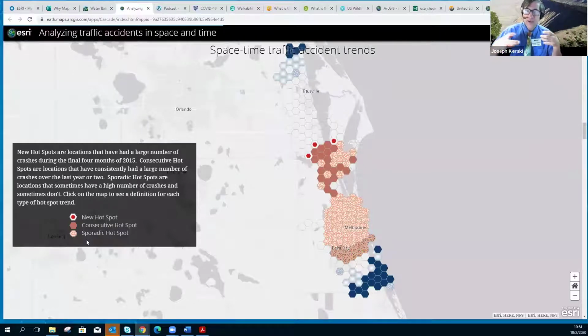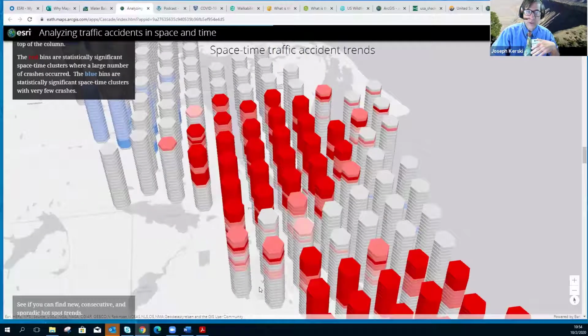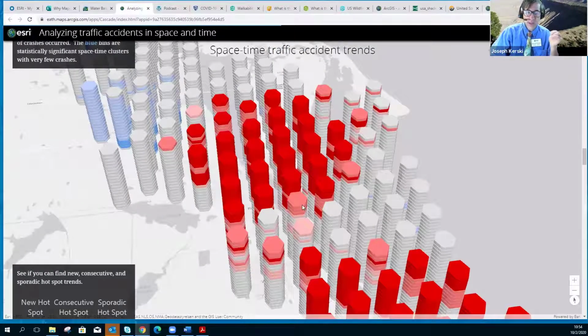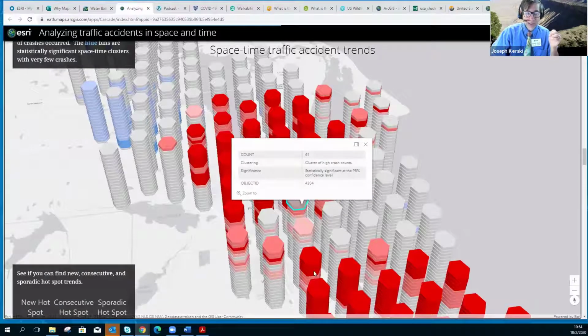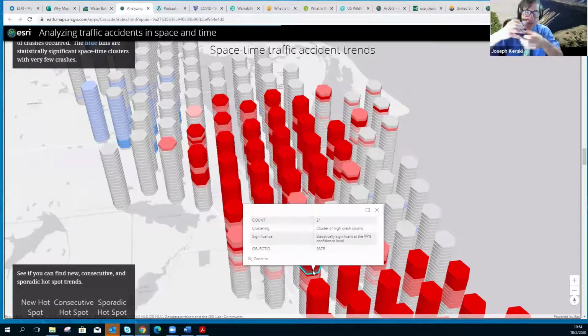In other words, is there a significantly, in terms of statistics, difference in this area versus this area? And we can also do that in 3D so that we can look at these accidents where we can say, okay, I'm going to drill down each one of these hexagons covering a certain neighborhood or certain sub-neighborhood in this county in Florida, and then I can look and say, okay, here we've got 21 crash counts. It's statistically significant at the 99% confidence level.